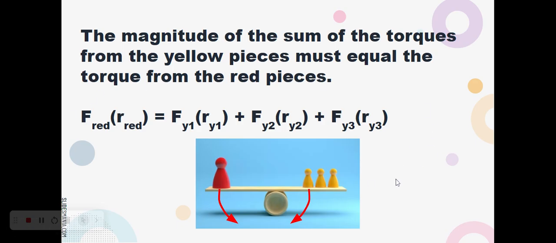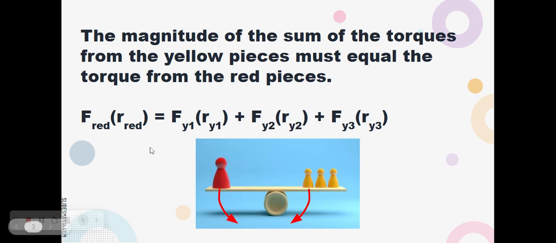You've already been able to answer questions like something like this with our meter stick lab. The magnitude of the sum of the torques from the yellow pieces has to equal the torque from the red piece, right? So this one, the red piece, it's forced down at its distance away. Okay, biggest thing to remember with torques is that you have to include the distances. Has to equal the torque from each of these. So its force times its distance plus the next one's force times its distance plus the next one's force times its distance.